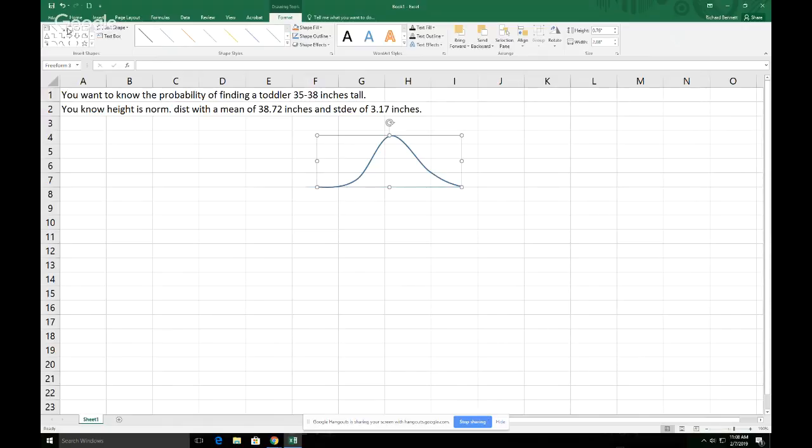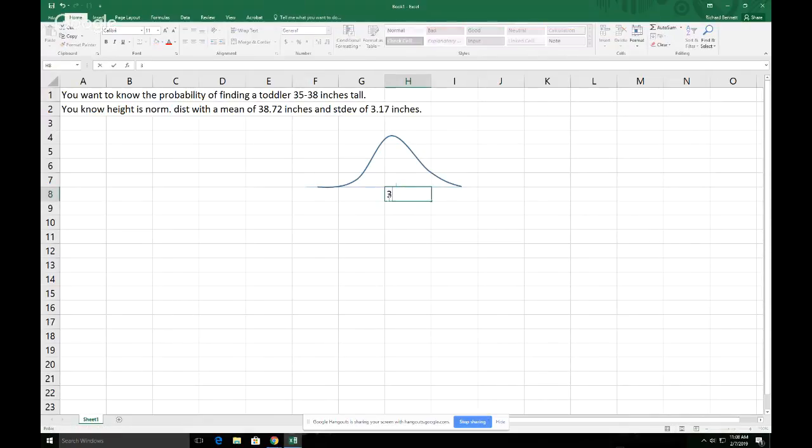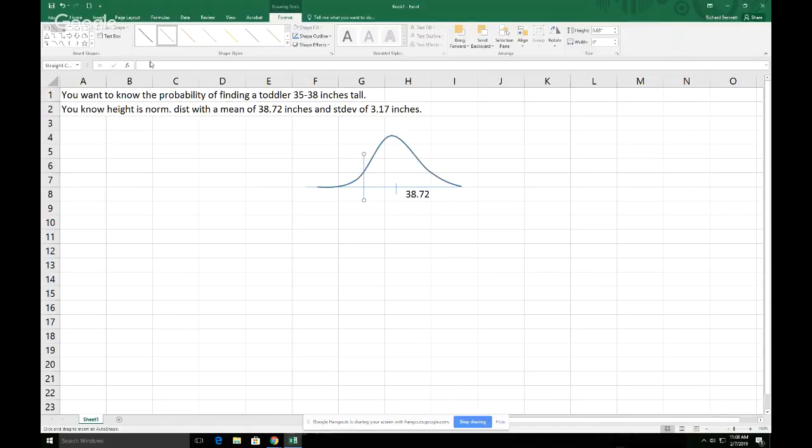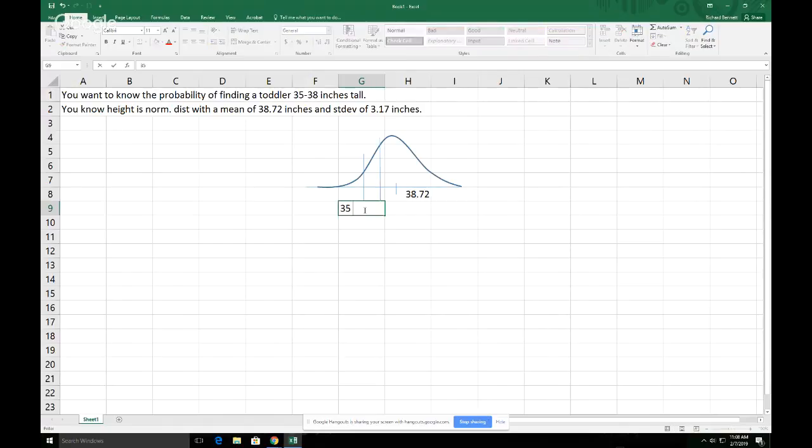Okay, and then we can draw some more lines here. That's your mean, and you can type here 38.72. Then we can also insert shapes and draw another line, and that's 35 and 38. You can add some spaces so that they go over there. So that's how you can do that. Isn't that cool?